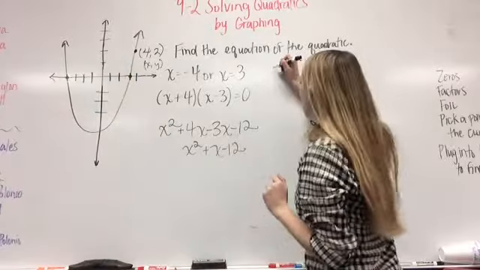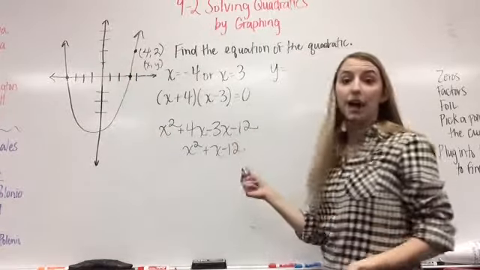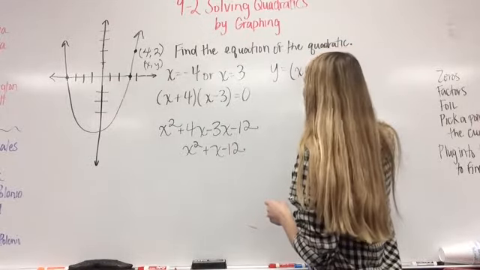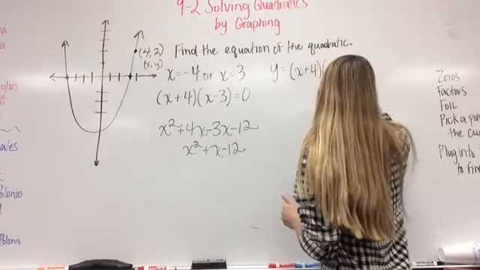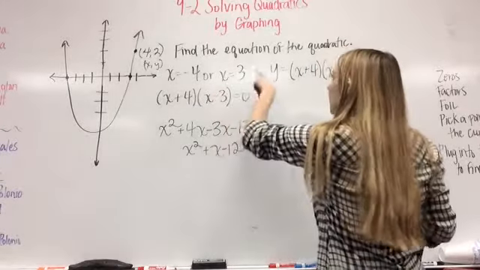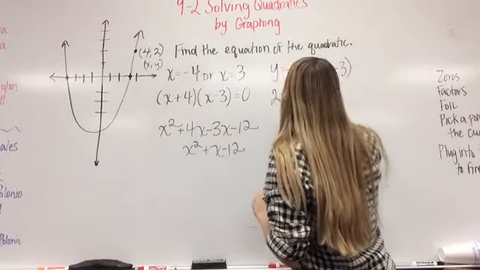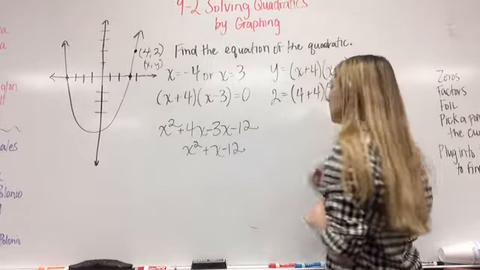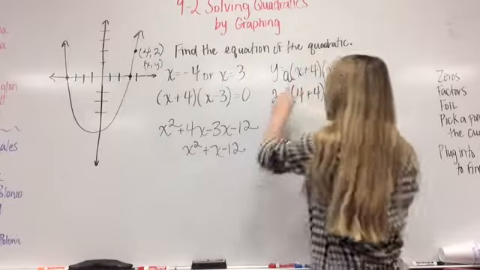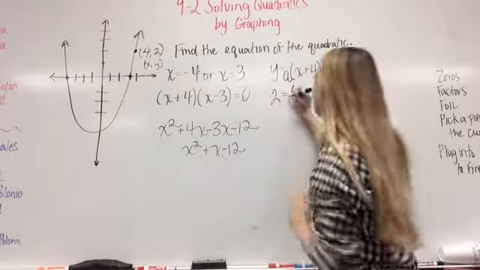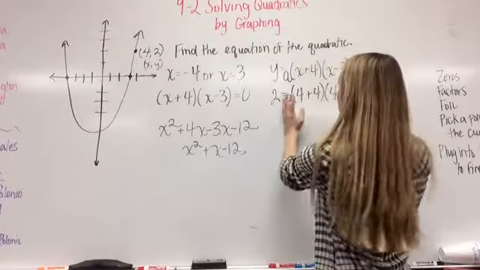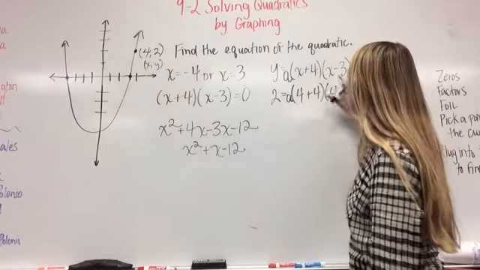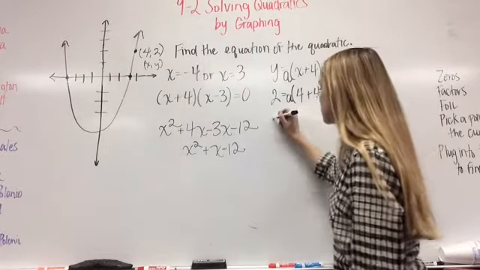Okay? So whenever we're writing an equation, remember we typically write y equals something. So that's why I'm writing y equals x plus 4, x minus 3. So now I'm plugging in 2 for y, and I'm plugging in 4 for x. Just plugging in numbers. Oh, and I forgot, we're trying to find our a value. So our a value is the letter that's right in front of this set of parentheses. That's what we're trying to find. Okay, so I have a times the quantity of 4 plus 4 times the quantity of 4 minus 3. Solving for a.